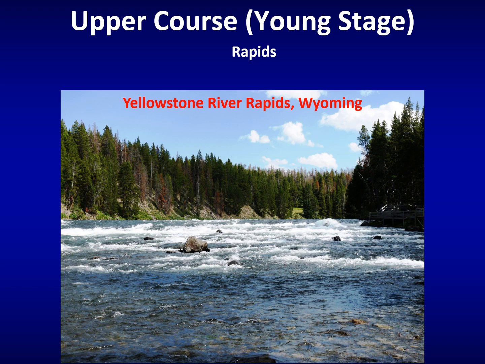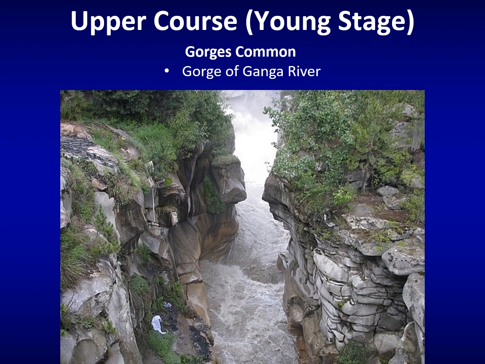Upper course rivers commonly have rapids. You can see this beautiful picture from the Yellowstone River in Wyoming of the many rapids you see along that river. Beautiful place, beautiful river to go see if you've never seen it. And there, of course, are many gorgeous gorges created by these upper course rivers, including this one in the Ganges River going through the upper parts of the highlands in India.